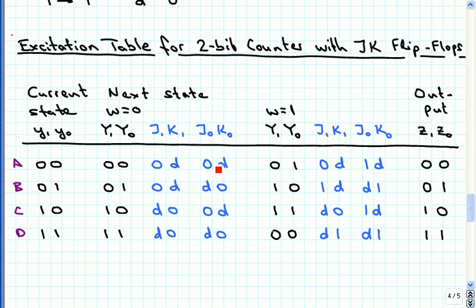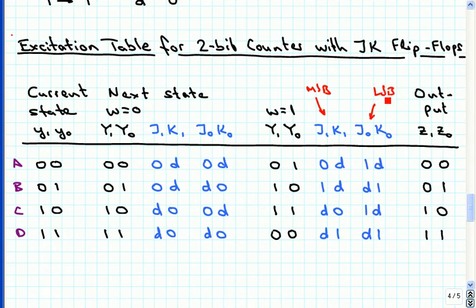If you want to go from the current state to the next state when W is equal to 1, then the first bit has to stay at 0, so that's a 0D for JK. And then the second one has to go from 0 to 1, so that is a 1D for the JK of that second flip-flop, the least significant bit. So this here would be the most significant bit, and this one would be the least significant bit.